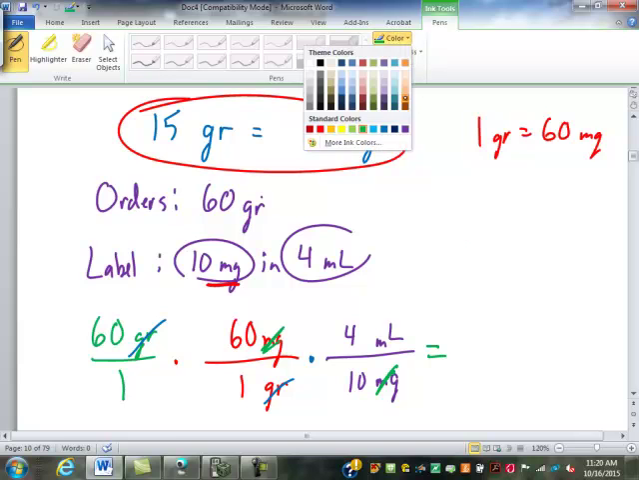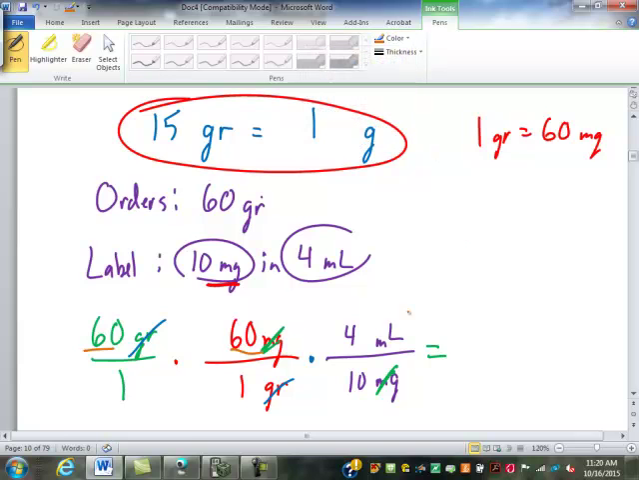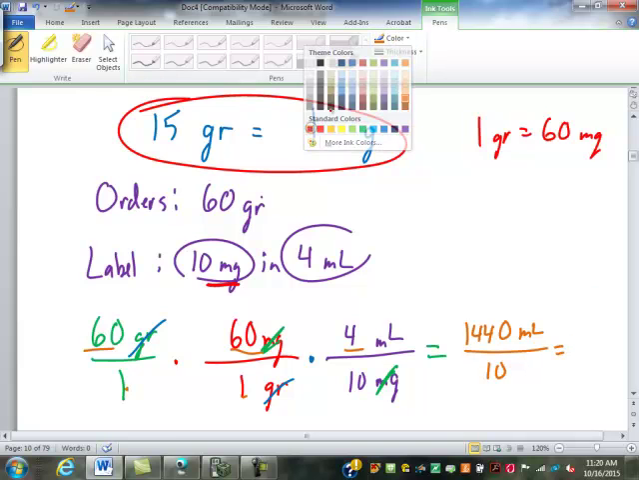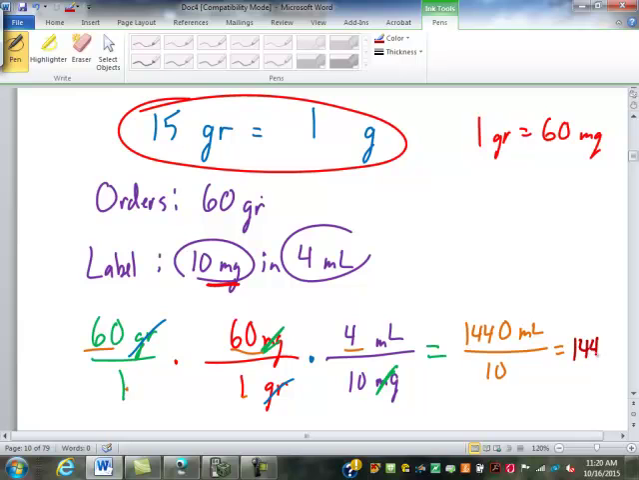So on top, 60 times 60 is 3,600 times 4 is 14,400 milliliters are the only units left on top. And on bottom, 1 times 1 times 10 is 10. That's going to divide out to be 144 milliliters. So you can see this formula, the dosage or the dimensional analysis allows us to take several steps at once.